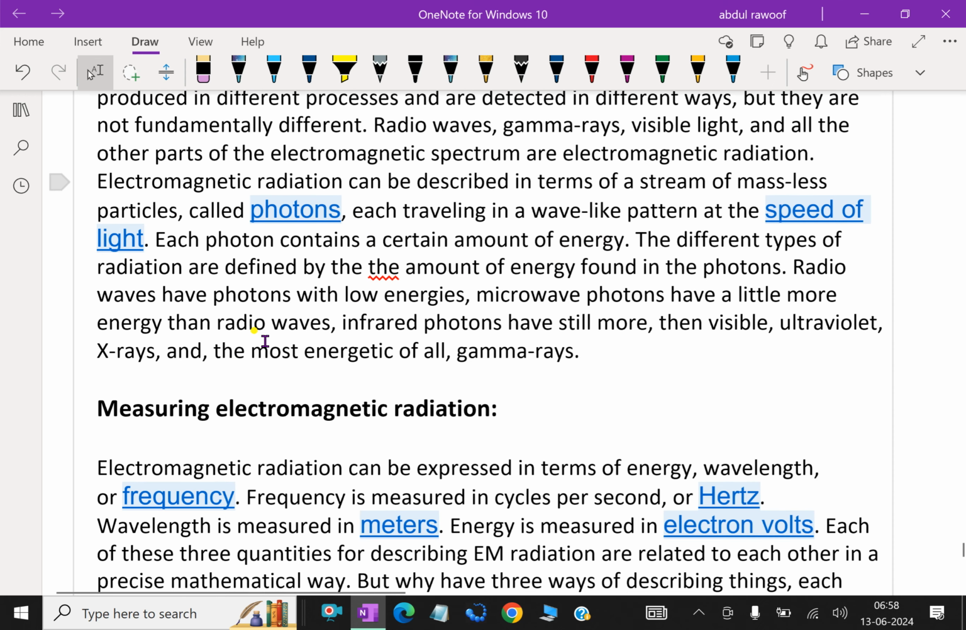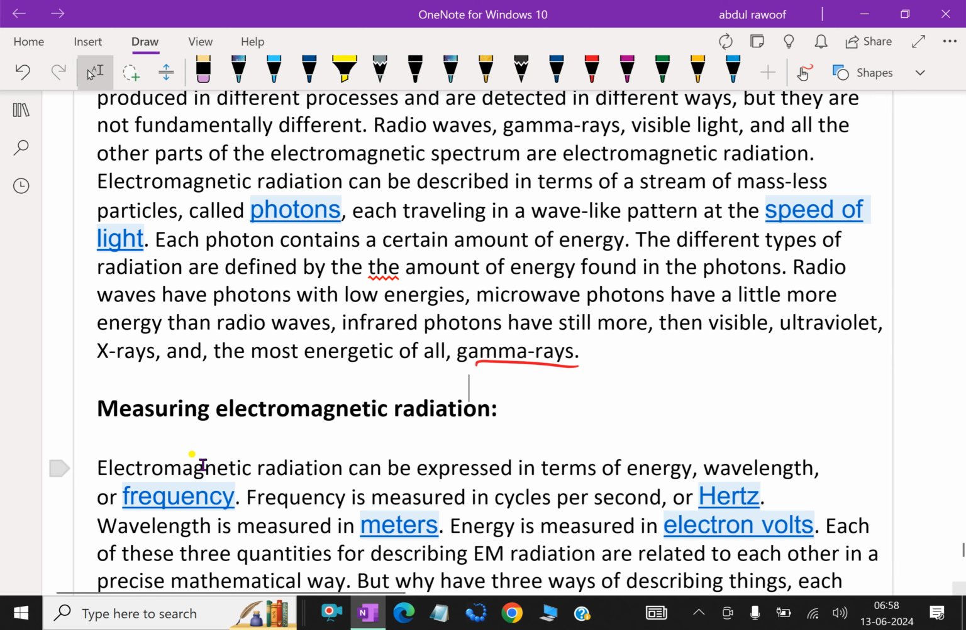Each photon contains a certain amount of energy. The different types of radiation are defined by the amount of energy found in the photons. Radio waves have photons with low energies. Microwave photons have a little more energy than radio waves. Infrared photons have still more, then visible, then ultraviolet, then X-ray, and the most energetic of all are gamma rays.